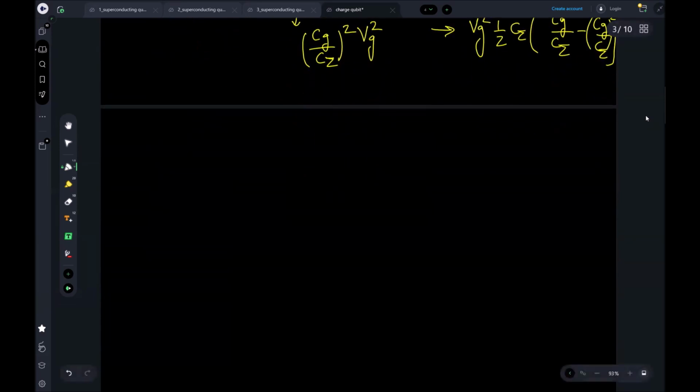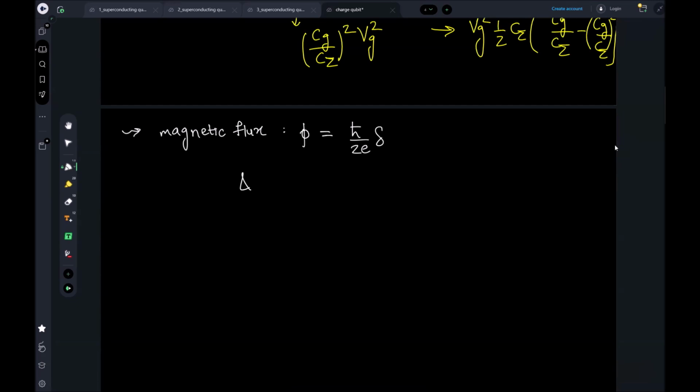Next, I'll introduce the magnetic flux. Now we have to define the magnetic flux in this way. And next, what we define is the flux quantum, which is nothing but h bar over 2e.